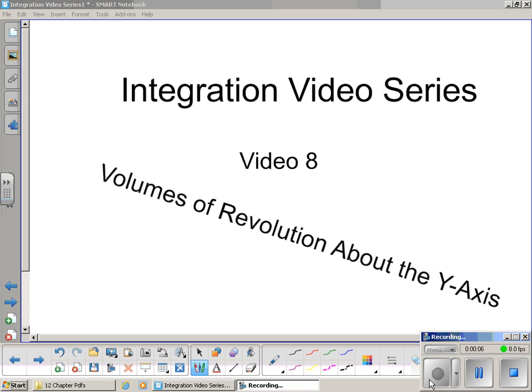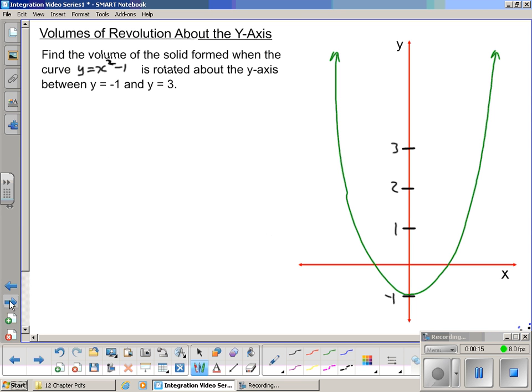This is video 8, and we're looking at volumes of revolution about the y-axis in this one. Very similar to the last one, but let's have a look. Here's a key example here.